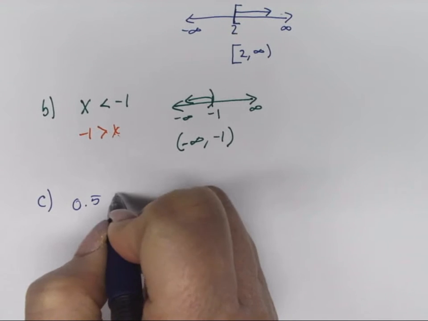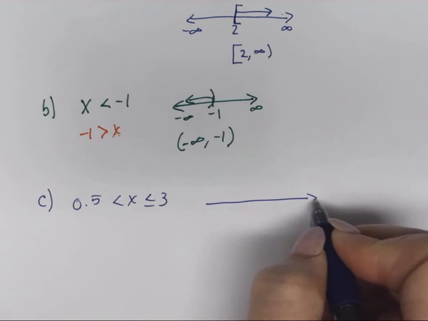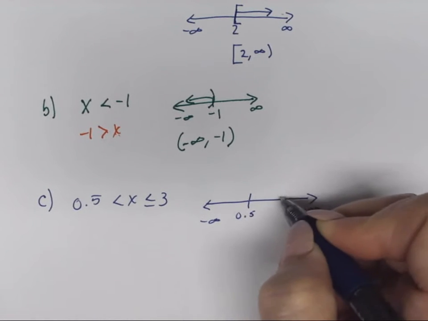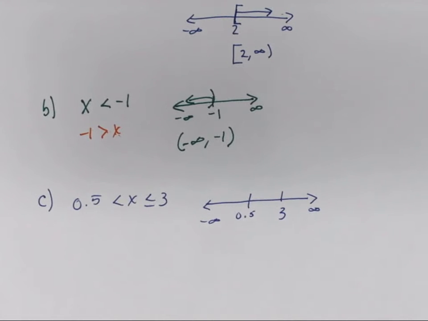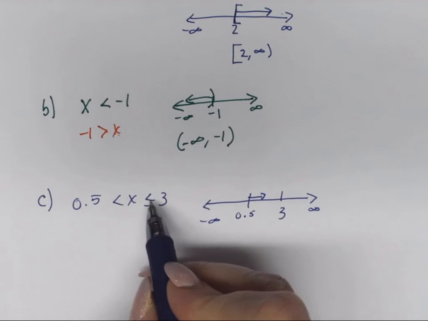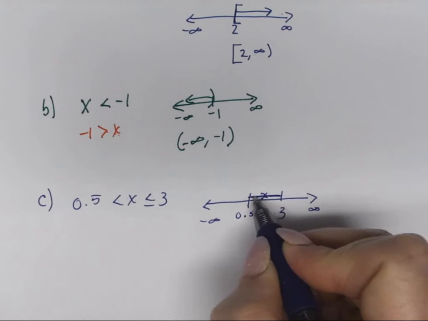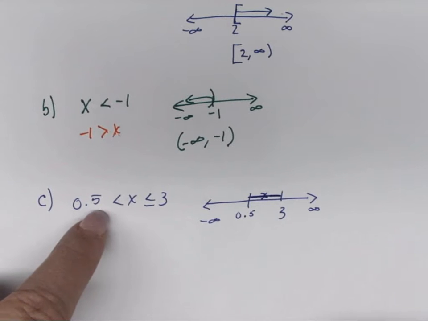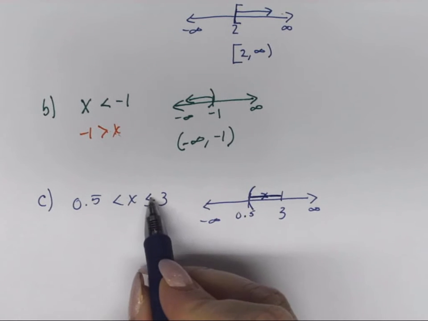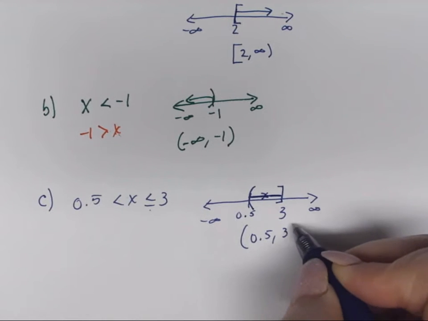All right, let's look at another one of these. We have 0.5 less than x less than or equal to 3. So this time I have two numbers. I still need my infinities, I still need the 0.5 and I need the 3. Now, x is greater than the 0.5, so it goes this way. And x is less than or equal to the 3, so it's going to go this way. So this whole part in here is where our answer lies. On the first part, x is greater than, so it just gets a parenthesis, but it's less than or equal to, so it gets the bracket. So 0.5, 3 with a bracket.